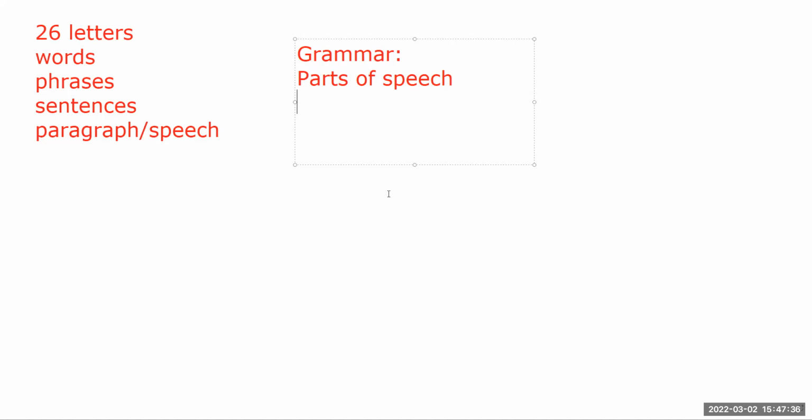We have revised it in the beginning. I think that it was not audible. So there are 8 parts of speech. Okay, so which 8 parts of speech? Noun, pronoun, verb, adjective, adverb, preposition, conjunction, interjection.